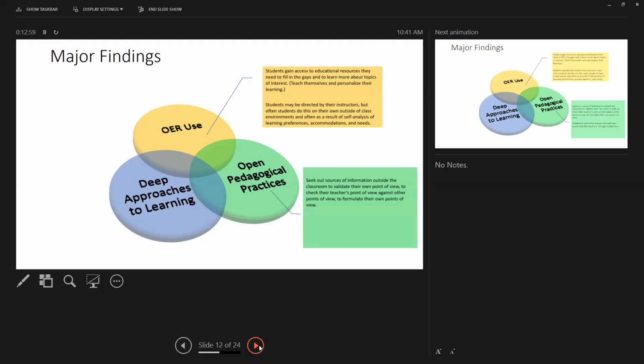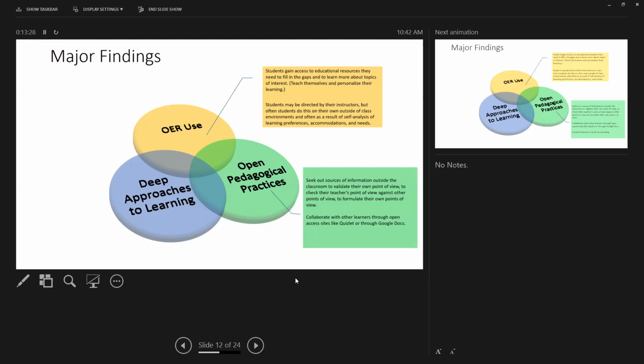For open pedagogical practices, I talked to students, and they talked a lot about seeking out sources of information outside the classroom, not only to validate their own point of view, but really to check their teacher's point of view and see what other people said compared to what their teacher said about certain topics. And they did this to form their own points of view. And so, you know, that is a deep learning approach, but that is an open pedagogical practice. So I put it over here.